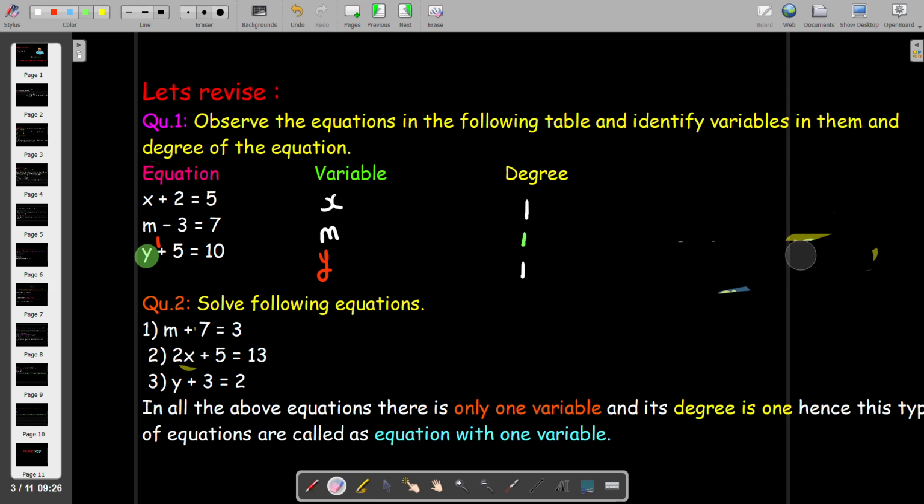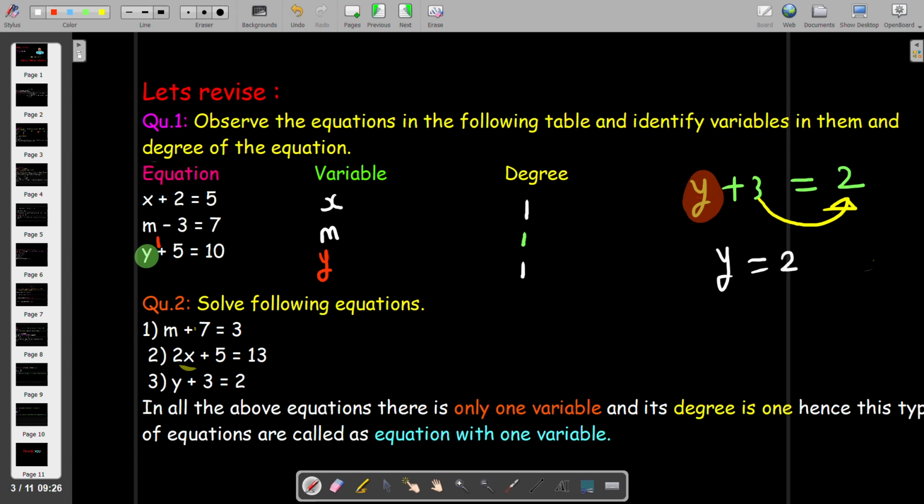Are you clear? Which is the equation number 3? Very good. y + 3 = 2. Now in this equation, which is the variable? In this equation, y is the variable. Therefore, to find the value of y, we have to transfer this +3 to RHS. We will get y = 2 and +3 becomes -3. Therefore, y = here 3 is greater than 2. Therefore, give the sign of 3, negative. y = -1.